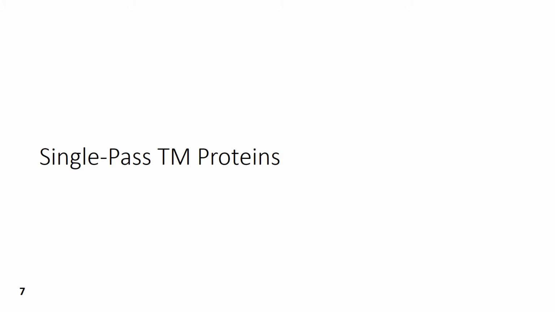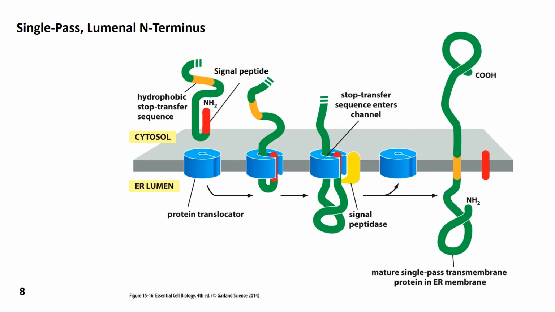We'll start with the simplest type of transmembrane proteins, and these are what we call single-pass transmembrane proteins. They pass through the membrane a single time. There are two orientations that a single-pass transmembrane protein can have, and this slide depicts one of those two ways.